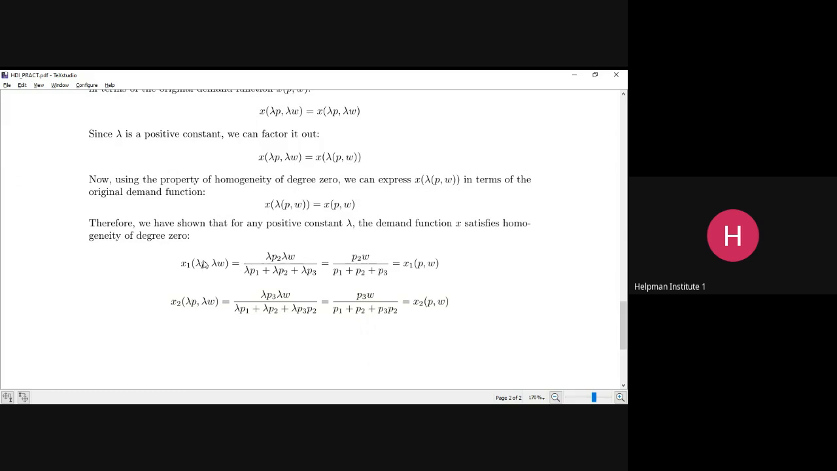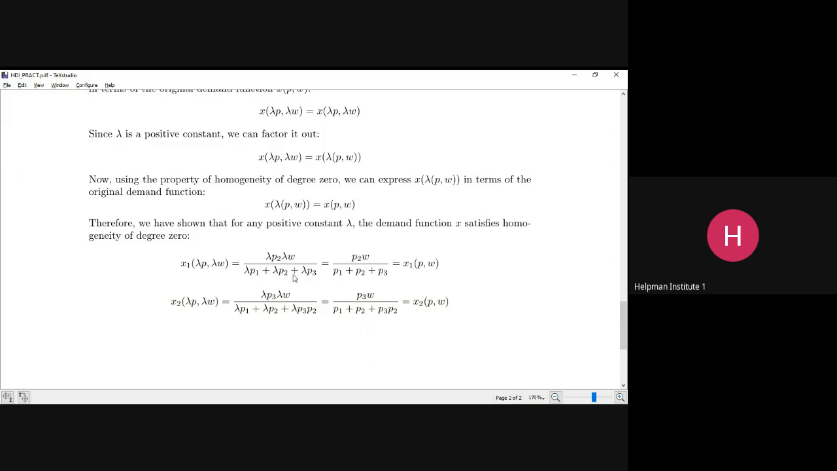All right. So first we substitute lambda into x1. Anywhere you see p, replace it by lambda p. Anywhere you see w, replace it by lambda w. Also we have p in the denominator, so everything becomes lambda p. Then when you factorize, you discover that all lambdas can come outside the bracket, just like from the proof we saw earlier. We factorize out all lambdas here.